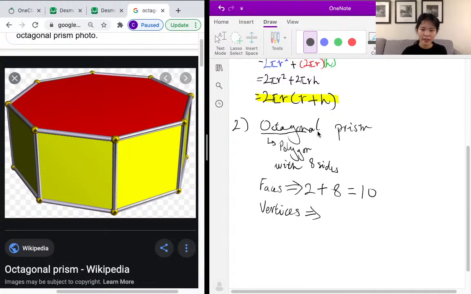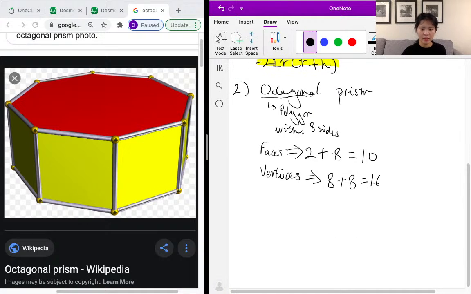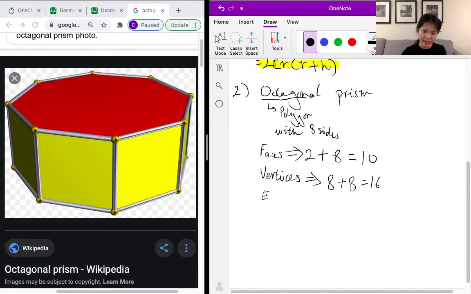So an octagonal prism, again, has one octagon on its top and one octagon as its bottom surface. And we know an octagon has 8 vertices because octa again is 8. And we can count one set of vertices on top and a second set of vertices on the bottom of the octagonal prism. So we have 8 plus 8 or 2 times 8, which is 16 vertices for the octagonal prism in total.